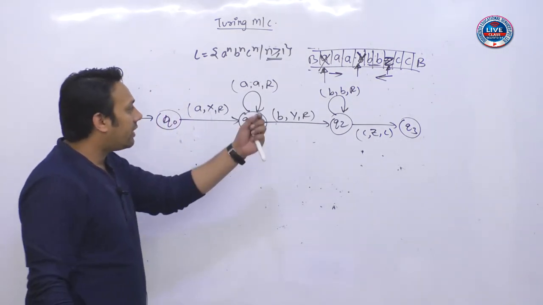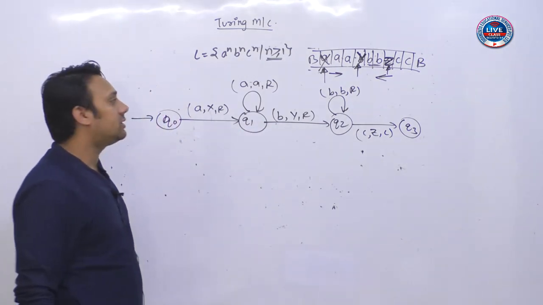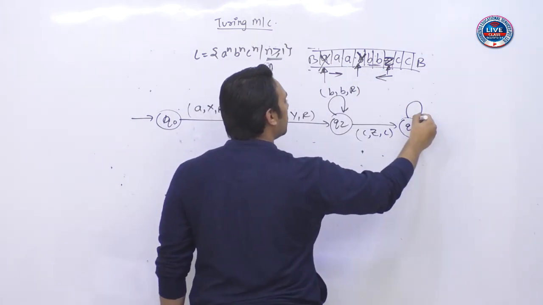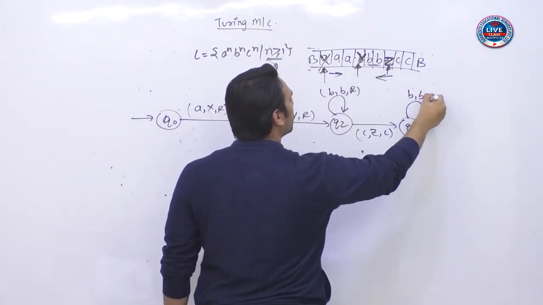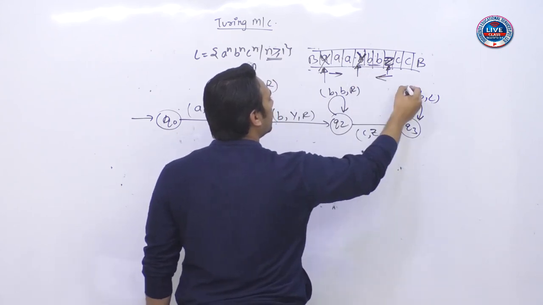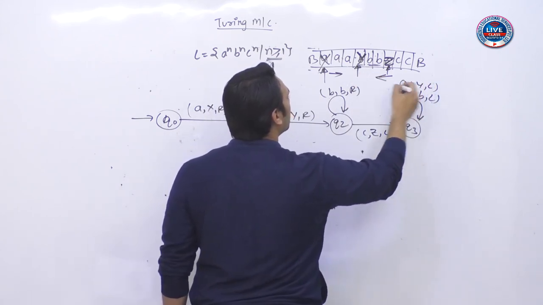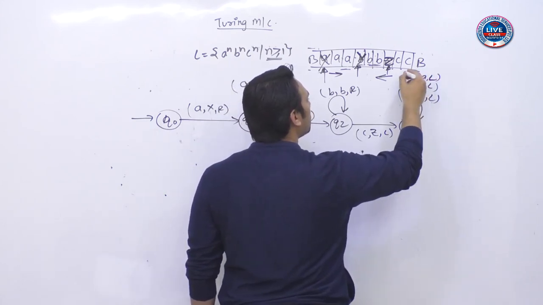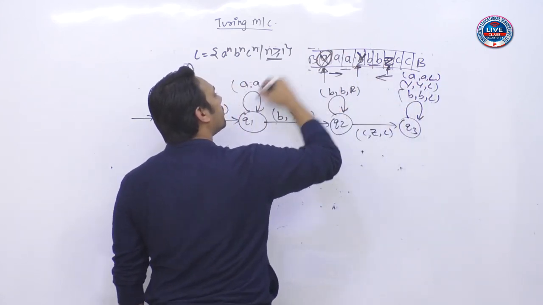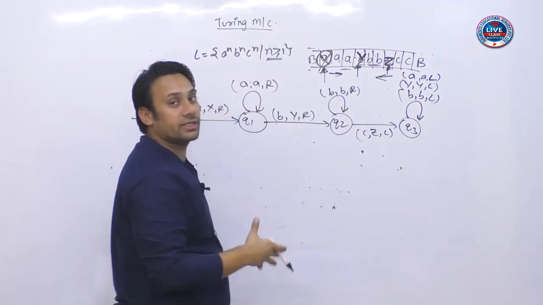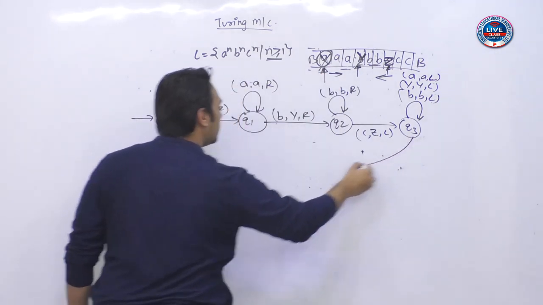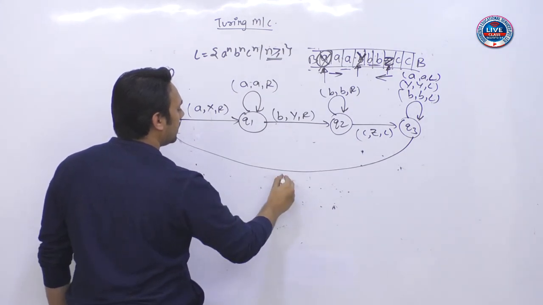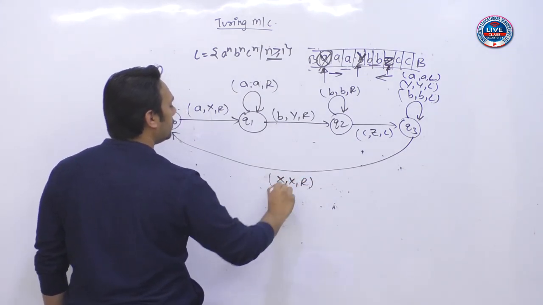Now while you are going to the left, in between you can have any number of b's. So leave all the b's as they are, go to left. You can have n number of Y's, leave all the Y's as they are, go to left. You can have n number of a's, leave all the a's as they are, go to left. And as soon as you encounter one more X, now we have to mark the next a as X. So again, I'll do the same procedure. As soon as you encounter one more X, leave X as it is and go to right.